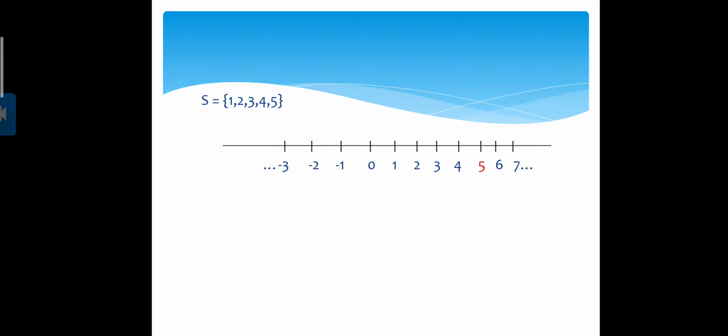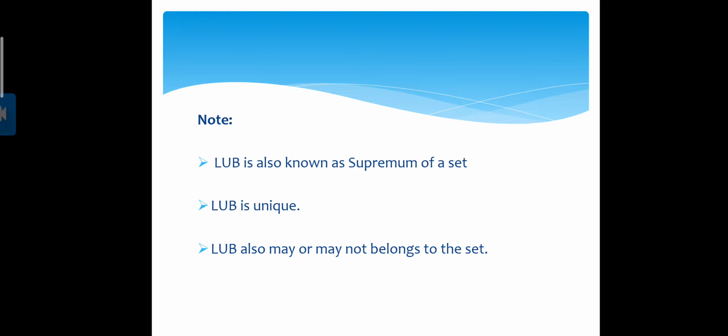From the real number system, you can find which is the least among all the upper bounds. Next, generally LUB is known as the supremum of a set, and it is unique actually. Upper bound need not be unique, but LUB is unique. It may or may not belong to the set.